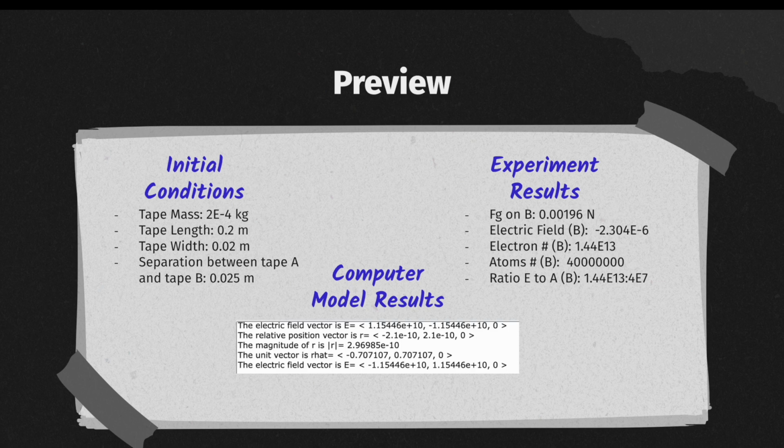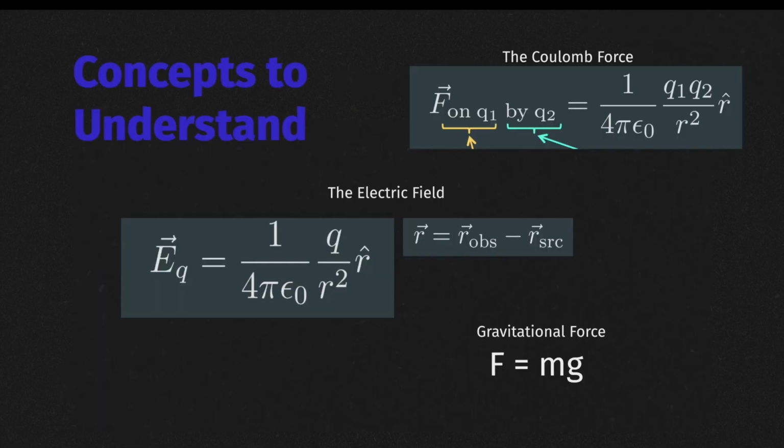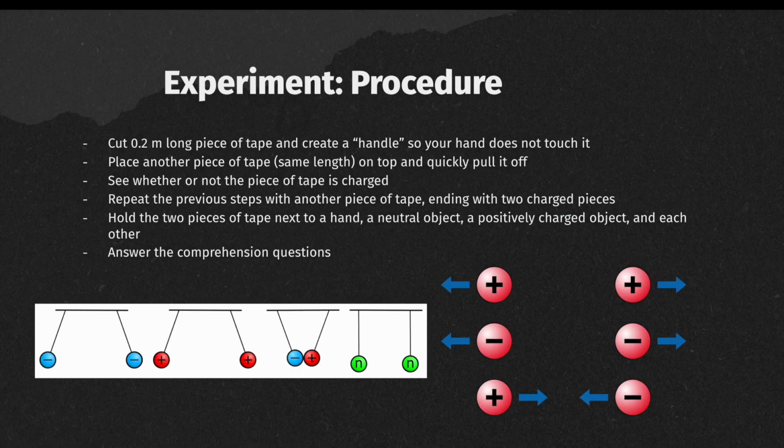We had the electric field vector, the relative position vector, the magnitude of R, the unit vector, and then finally the electric field vector. Some important concepts to understand are the Coulomb force, which is basically the force between two charges. Then we have the electric field, which is the difference between the observed location and the source, and then the field between them, so kind of what direction everything's pointing. And then finally, gravitational force, force equals mass times gravity.